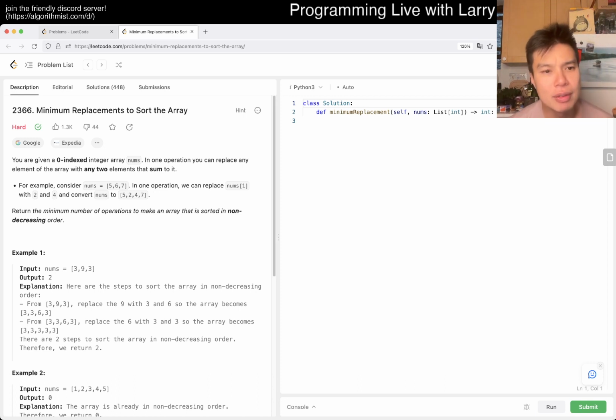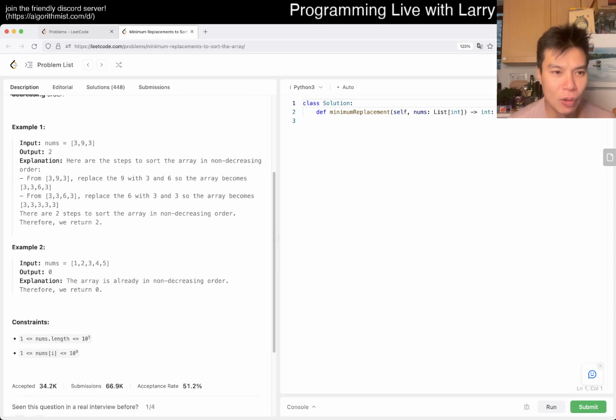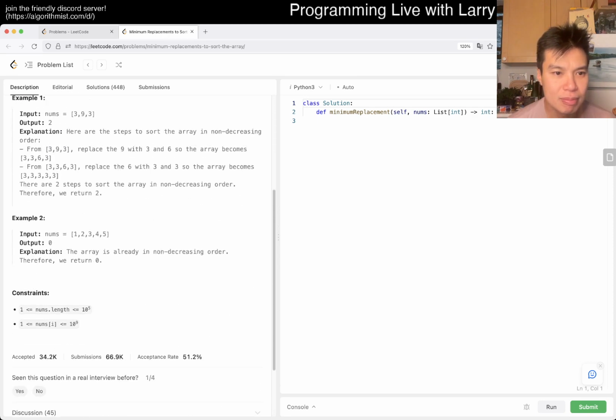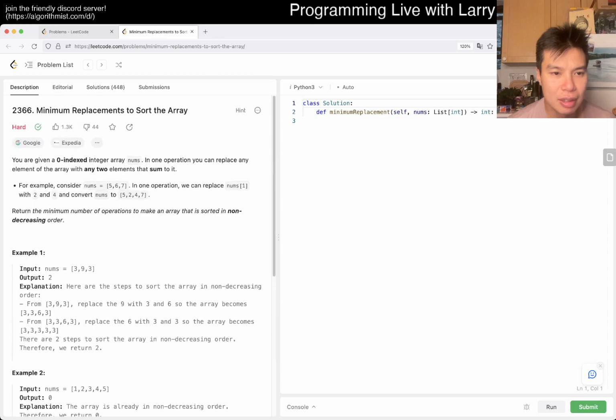All right, so you want a non-decreasing order. You want to break things apart to get to non-decreasing order. Okay, 2 elements. I wasn't sure if you could do more. So okay, the first thing to notice is that you can only break them apart.